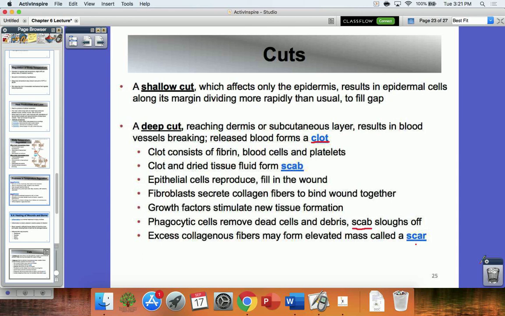So most of this, I'm sure you could have told me already if I asked you what happens when we have a deep cut. You may have left off the part about the fibroblasts and things filling in, but you all know that blood is released, a scab is formed, eventually the scab will fall off, a scar is formed, right? So the only part that you probably need to add to your memory bank is the part about fibroblasts.